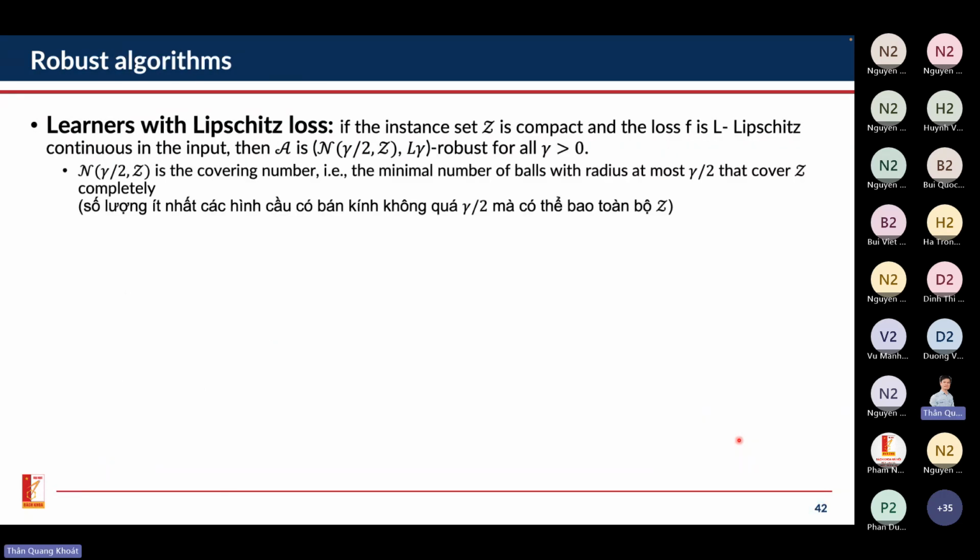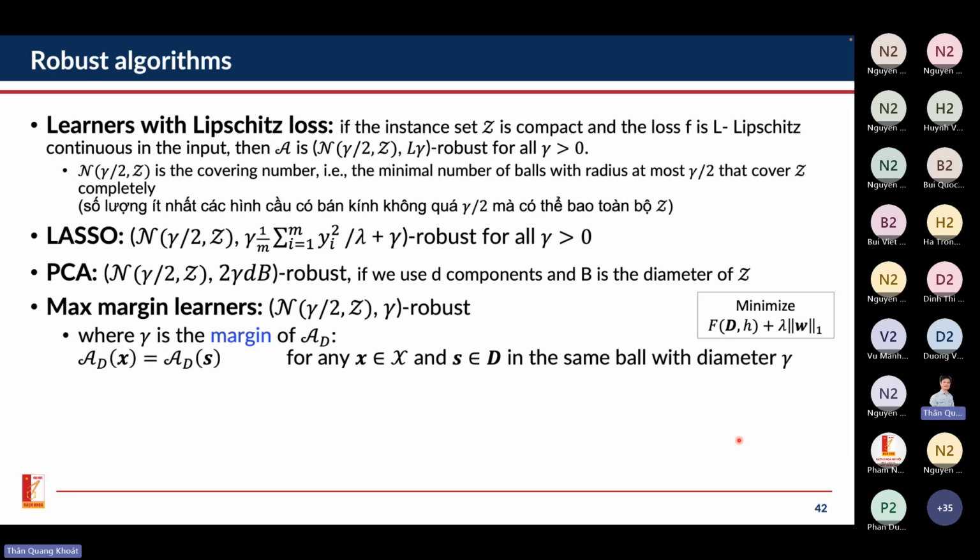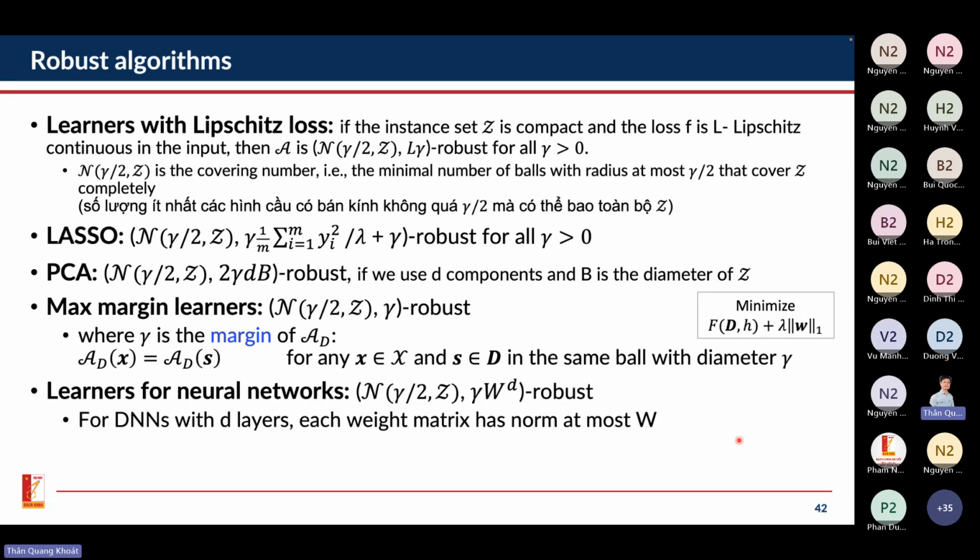And in practice, many algorithms can be robust under some conditions. Here are just some examples. For example, Lasso, PCA, and some machine learners, for example, SVM, right? And neural networks can be robust. And of course, the robustness number here can be large, but they can be considered to be robust.